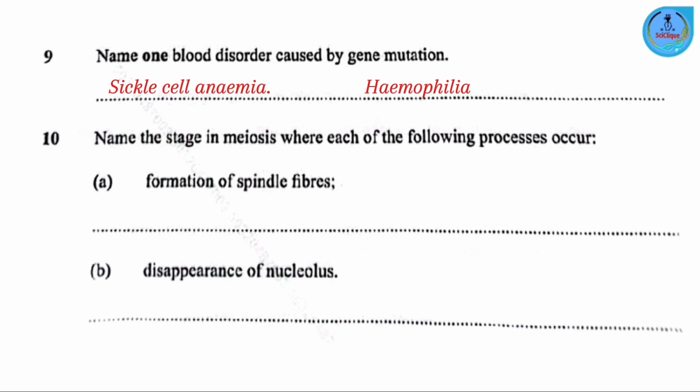Okay, next question. Name the stage in meiosis where each of the following processes occur. Part A, formation of spindle fibers. This occurs in metaphase 1, metaphase 2. Okay, part B, disappearance of the nucleolus. This occurs in prophase 1 as well as prophase 2. So either of these two is correct.